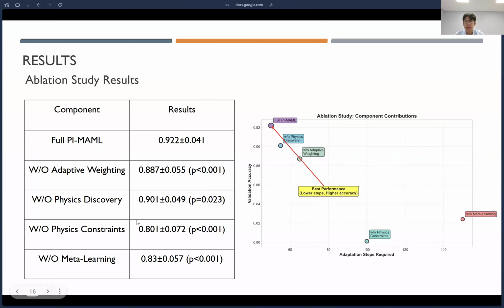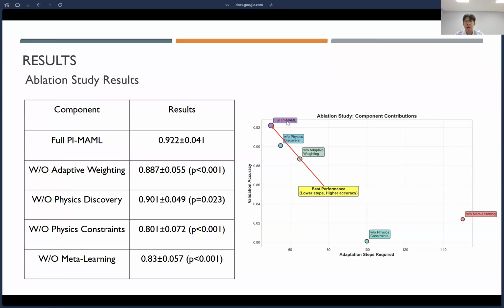And so then this is our ablation study. You can see each component contributes significantly to the overall performance. Each point provides a different configuration plotted as validation accuracy versus adaptation efficiency measured by the number of steps required. The full PI-MAML model achieves the best trade-off between validation accuracy and adaptation efficiency, and the lower right is better. And removing any component degrades performance.